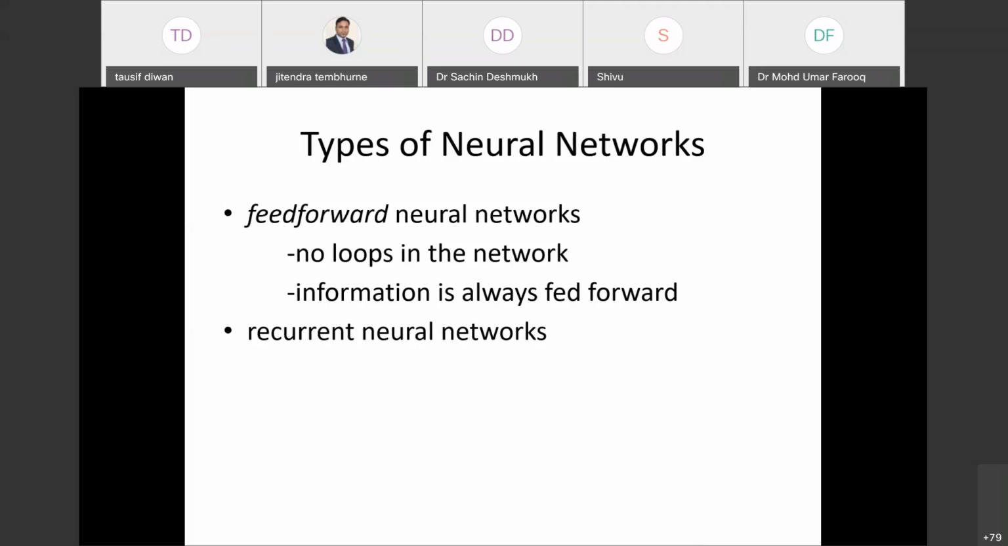And the second category is recurrent neural network. Recurrent neural network means the output of one neuron is back propagated to the previous cell so that they can adjust weight. Okay.